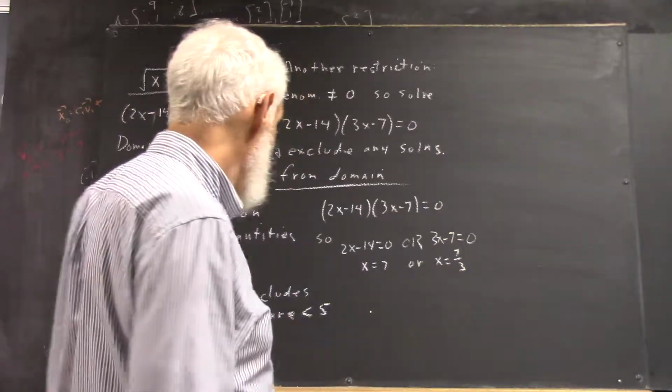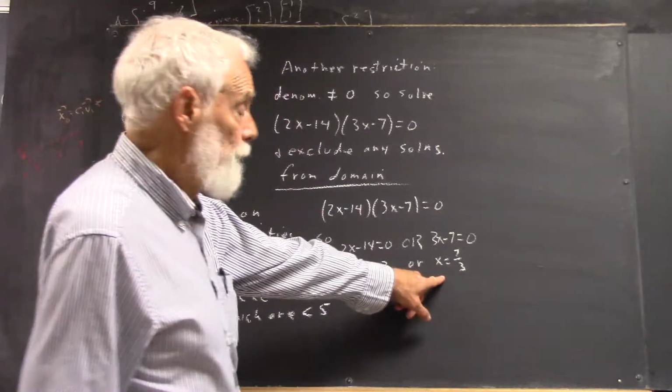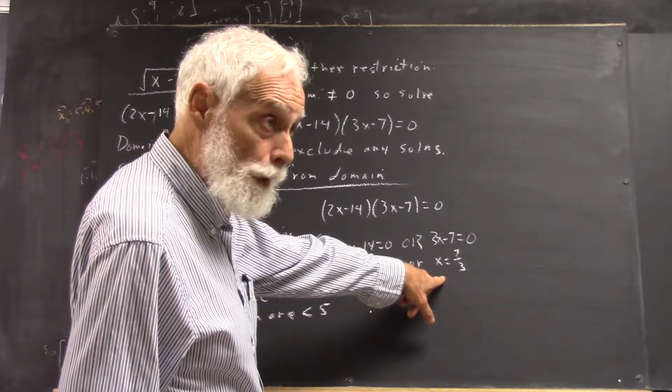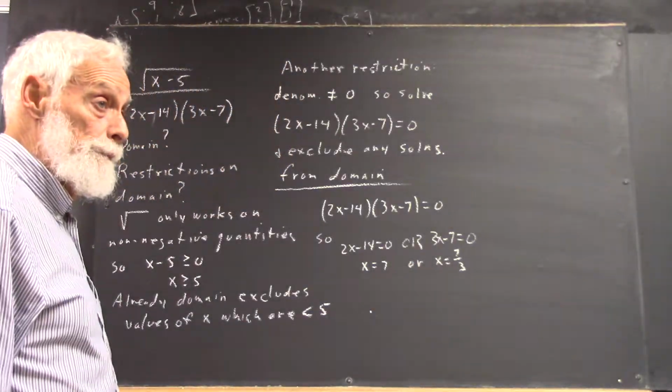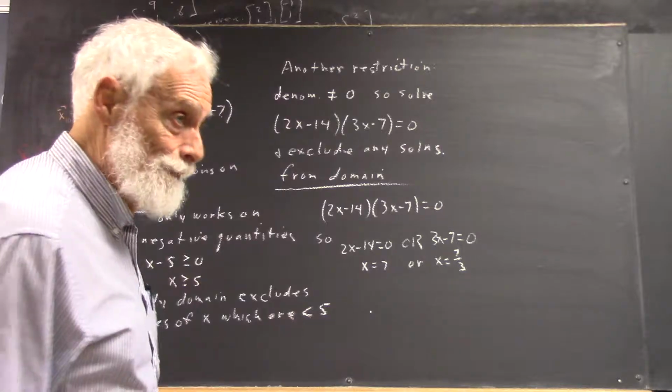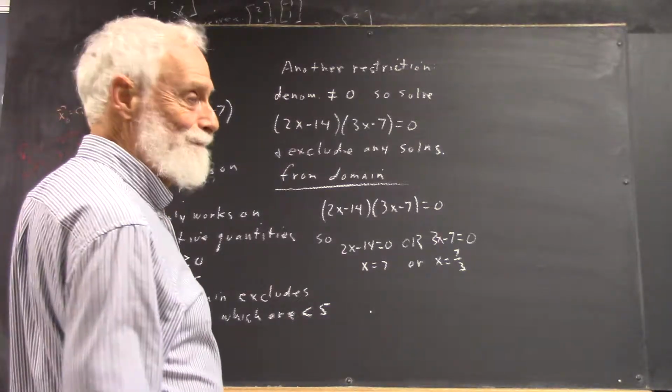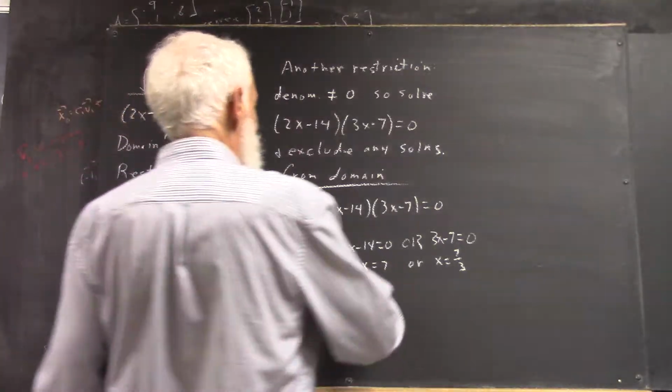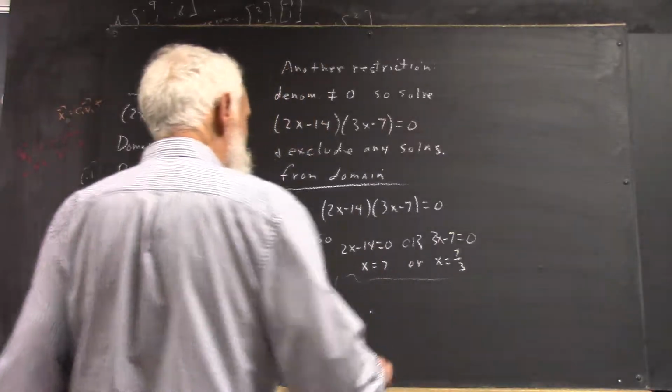Okay? Now, 7/3 is already excluded. Why? Because it's less than 5. Yeah, very good. Got that right away. Okay? Most people wouldn't get that. That's very good. Keep working hard, you're gonna do well.